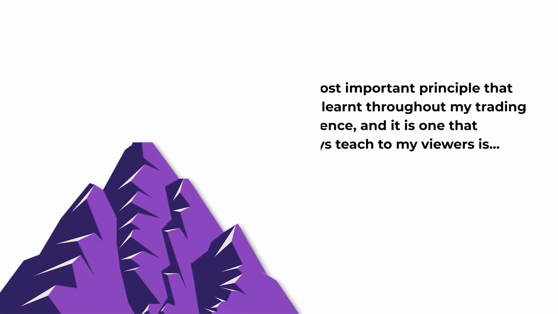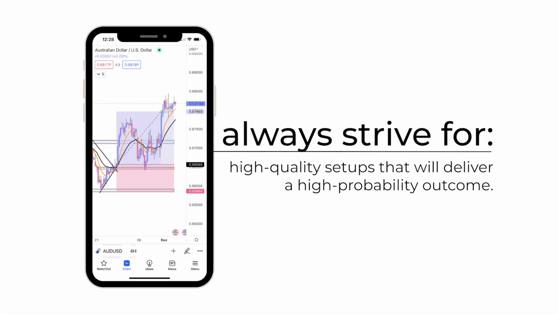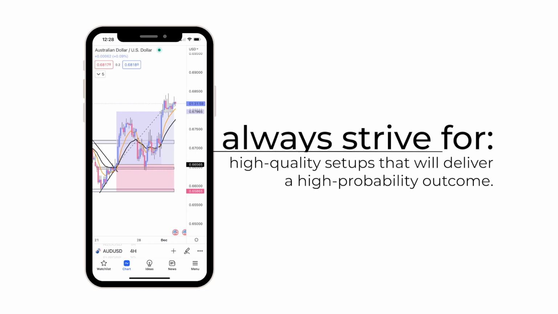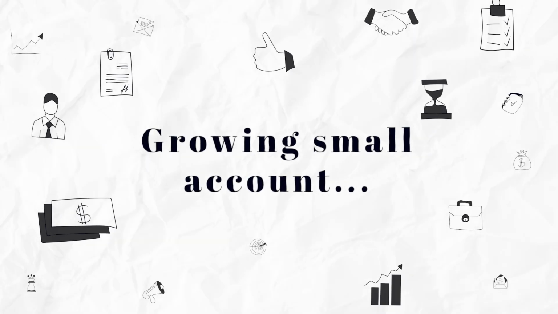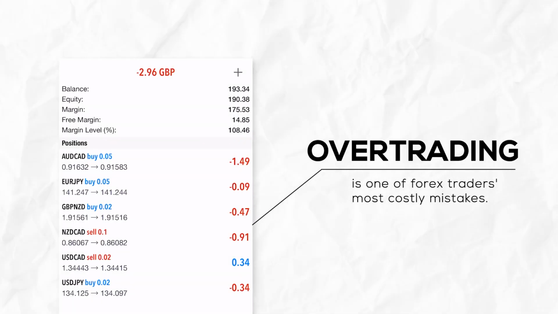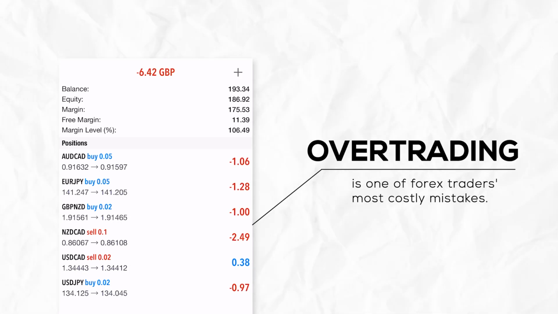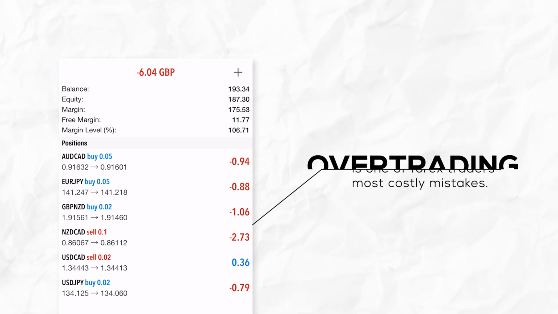So this strategy is based on one of the most important principles that I have learned throughout my trading experience, and it's the one that I always teach to my viewers, which is that you should always strive for a high quality setup that will deliver a high probability outcome. The reason for this is that you have a small trading account, and as a result you do not have the luxury of placing multiple trades at the moment. And if you did this, your investments might not have turned out as planned, because it's more than likely that you overtraded rather than finding a single reliable setup.